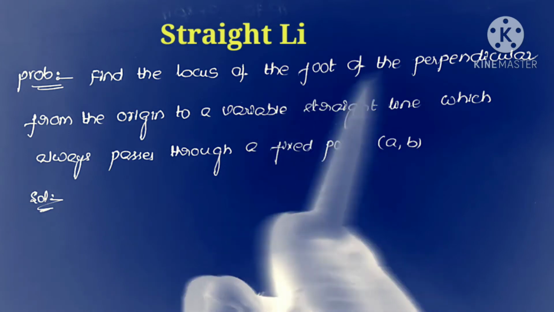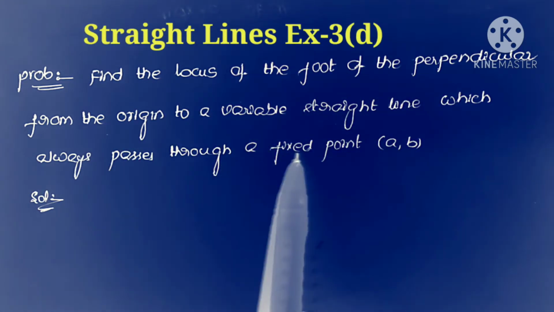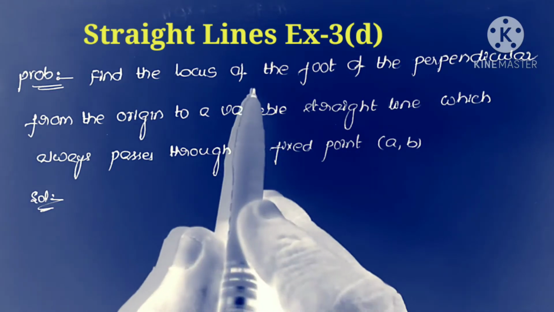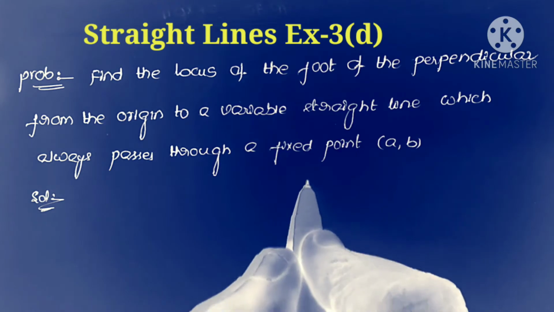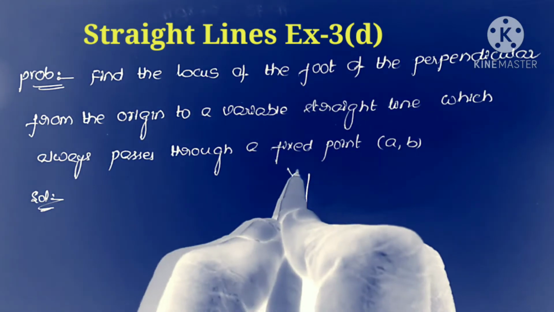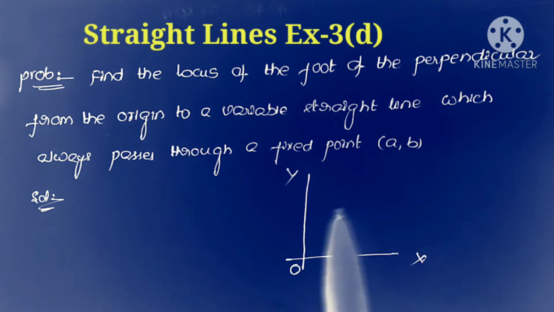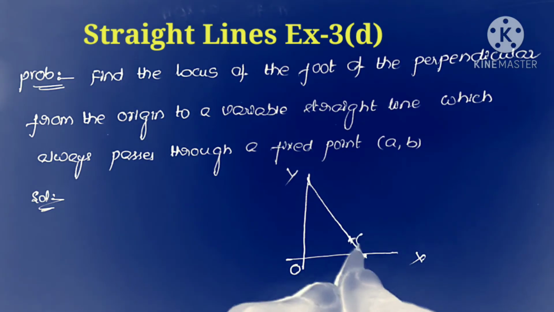Find the locus of the foot of the perpendicular from the origin to a variable straight line which always passes through a fixed point (a, b). So first I take the coordinate axes, x-axis and y-axis. This is the origin, and I take one variable straight line. This is the line which passes through the fixed point (a, b).